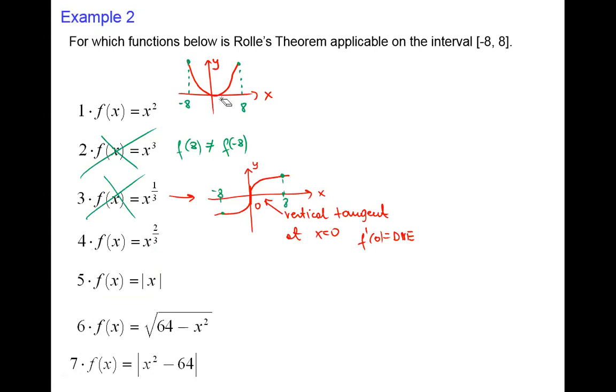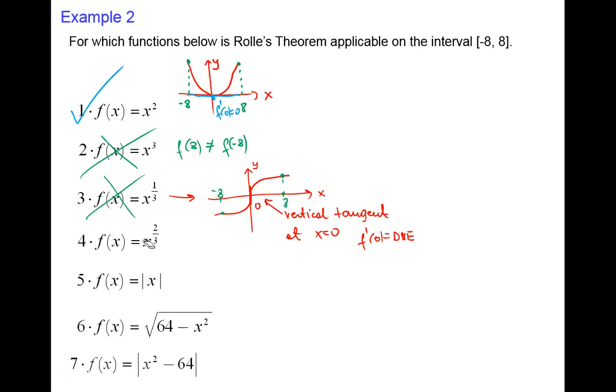Where will be the point that I can draw? 0, of course. I can draw a horizontal tangent at 0. F prime at 0 is 0. That means 0 is the c value. Okay, that works. Okay, what about this one?